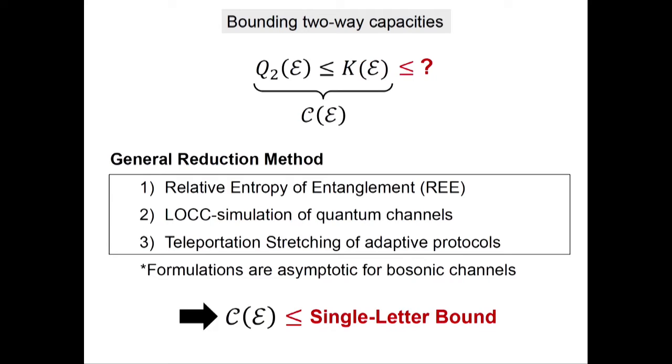Thanks to this strategy, we are able to upper bound the two-way capacities of the channel with a quantity which is a single-letter quantity, and so in principle computable.